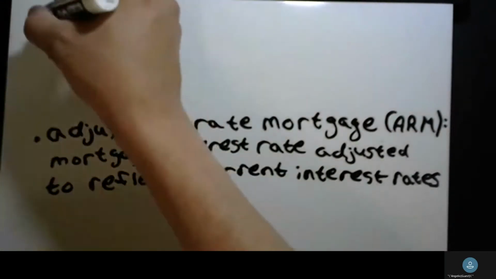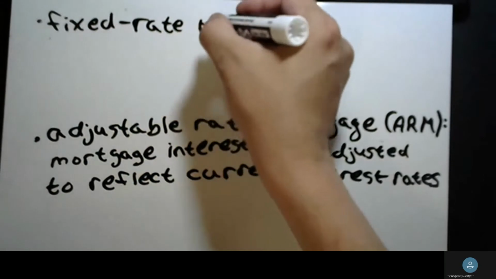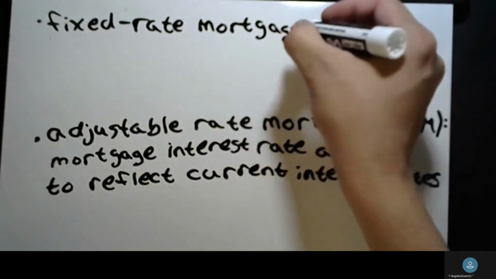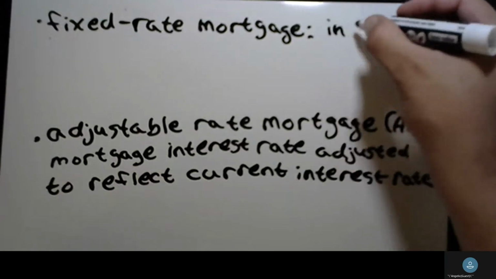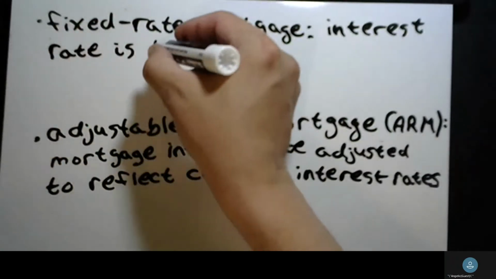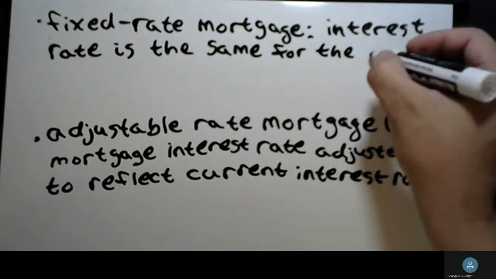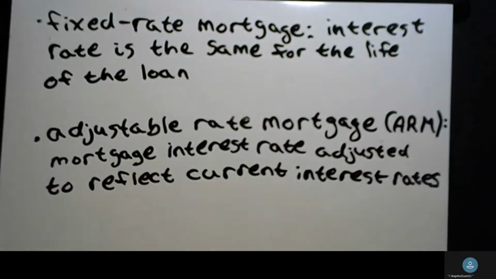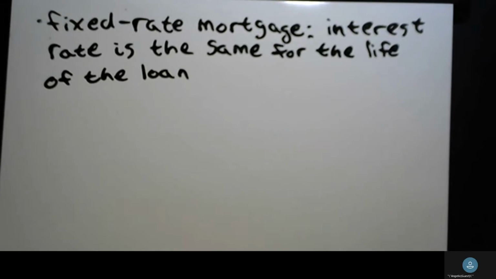Now, this is in contrast to what's called a fixed rate mortgage. And so the idea of a fixed rate mortgage is the interest rate stays the same for the life of the loan. And again, you're talking about a loan for property, real estate, you're talking about the mortgage itself.